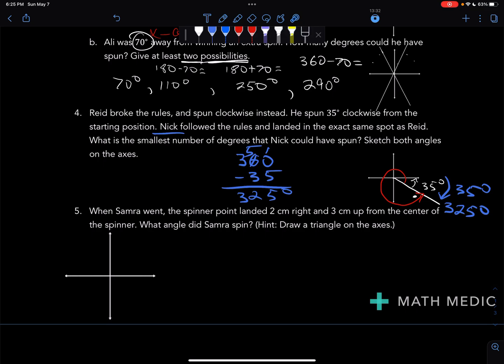When Samra went, the spinner point landed 2 centimeters right, 3 centimeters up. So 2 centimeters right. So we're starting here, 2 centimeters to the right and 3 centimeters up.